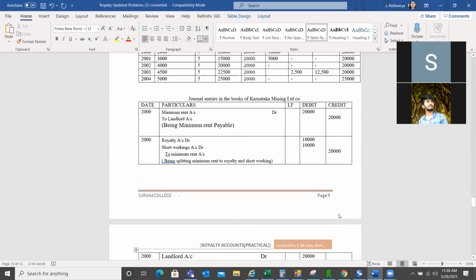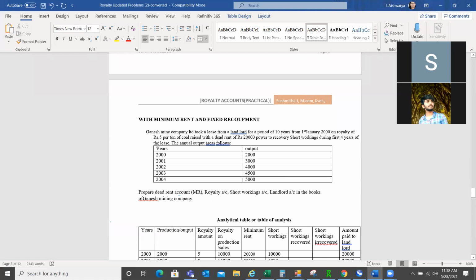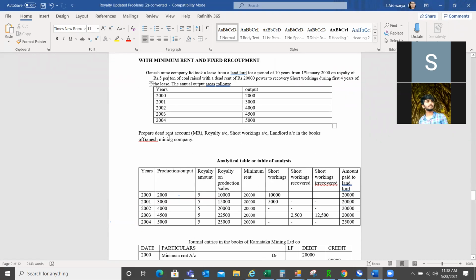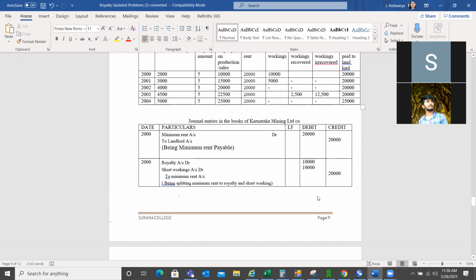Okay. So in this question, they have given 5 years of output and dead rent of rupees 20,000. Dead rent and the minimum rent are the same, and they have given us 20,000. And for the first 4 years they have given that information, which means what? It's nothing but the fixed recoupment, right? So the first 4 years is nothing but the fixed recoupment, and 5 rupees per ton is the royalty. Based on this, we have prepared the royalty, and then we'll move on.